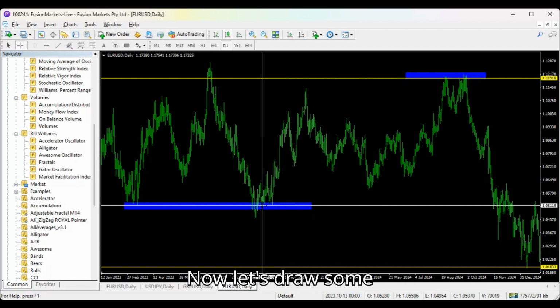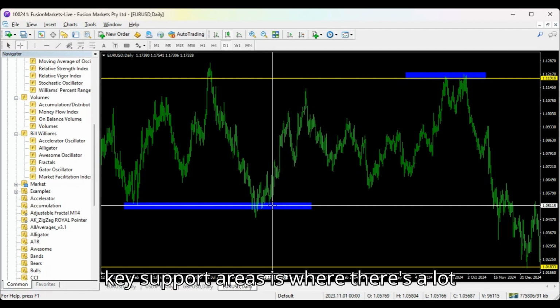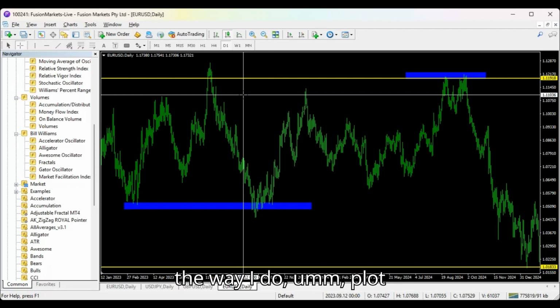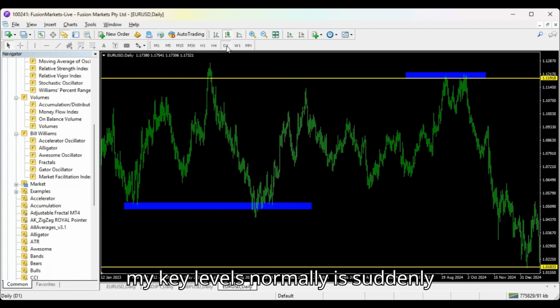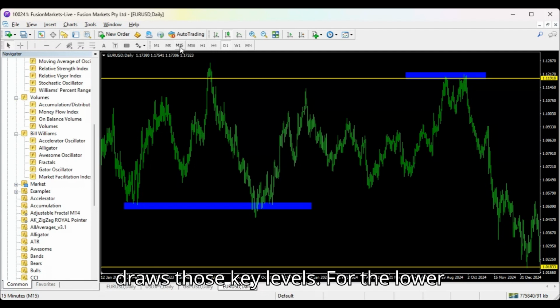Now, let's talk about resistance, right? Resistance is normally a price level where there's a lot of selling pressure. And vice versa, when you get key support areas, it's when there's a lot of buying pressure, okay? And so let's draw some key levels, okay? The way I plot my key levels, normally you start on a daily, and then that usually draws those key levels for the lower time frames.